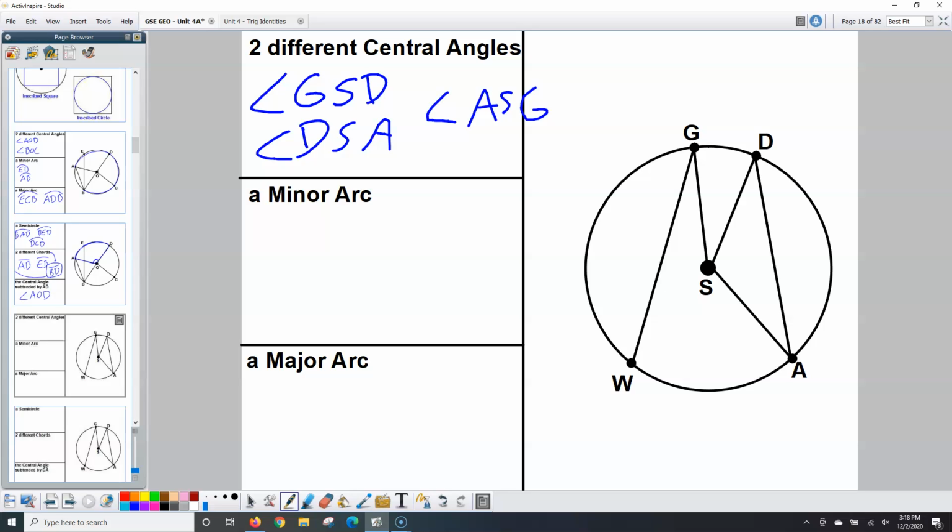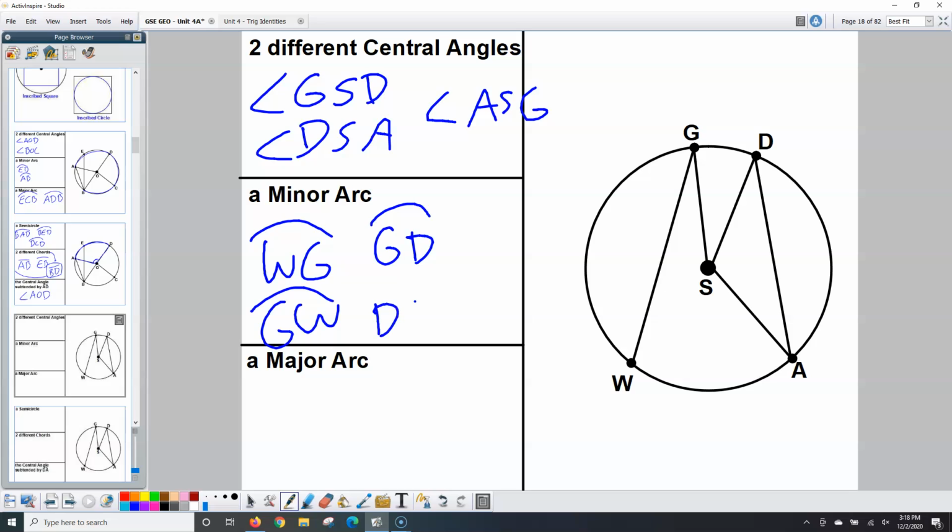A minor arc, there's lots of minor arcs on here. WG, that's a minor arc. You could have said GW. I got GD, DG, AD, DA. I mean, you could have done AW, WA. That would have worked too. Notice I use two letters on each of those.